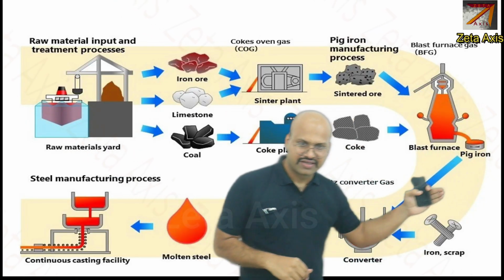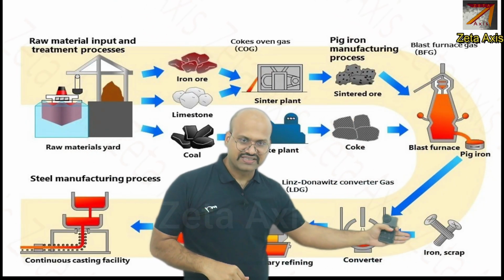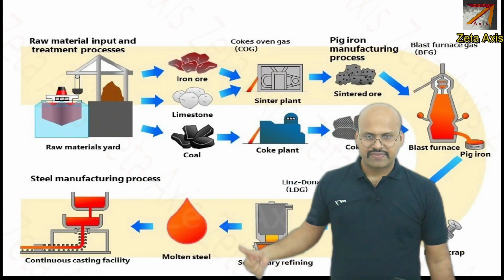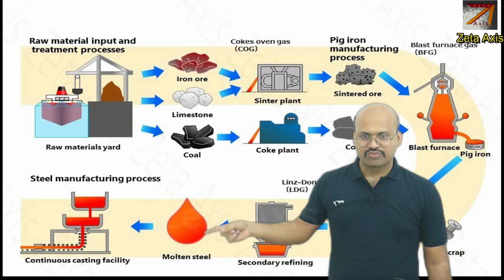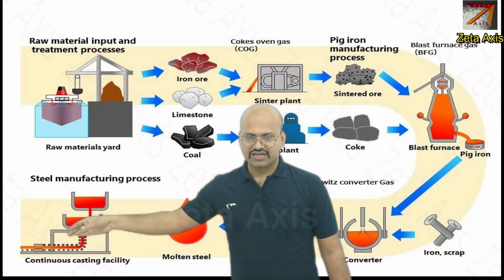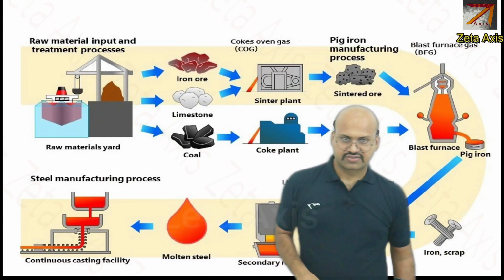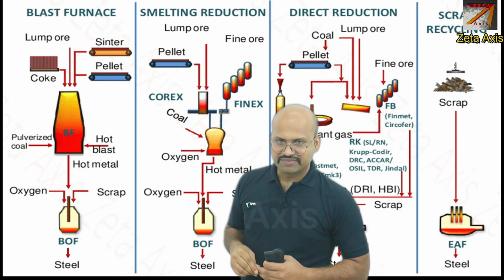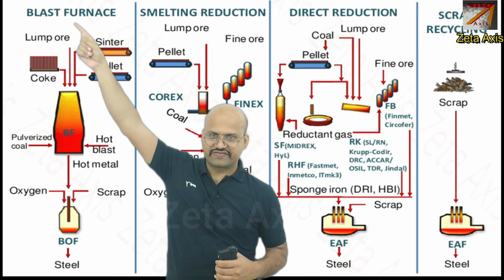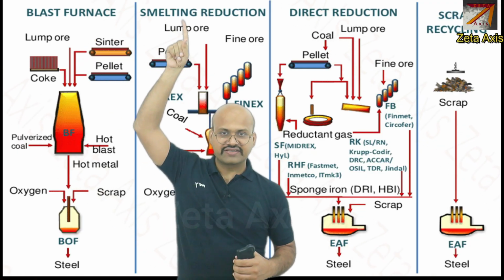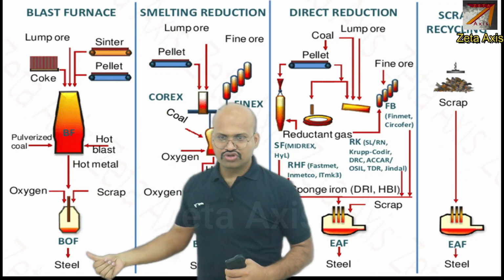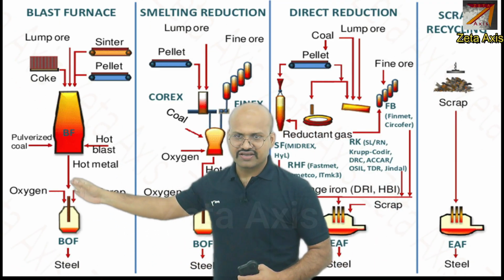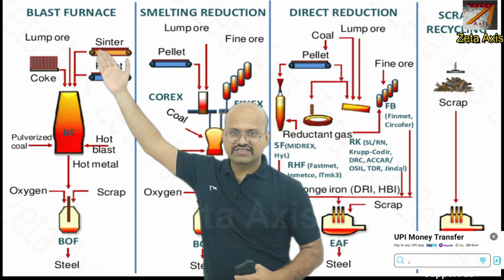The pig iron is again converted, some iron scrap is added, and then it is refined, and then it is melted down, and this molten steel is used for making different kinds of output products. The four main methods can be seen over here. One is the blast furnace, second is smelting reduction. In both of them, we see that the blast oxygen furnace is used. And these are the inputs, oxygen, furnace. We can see this process, right?